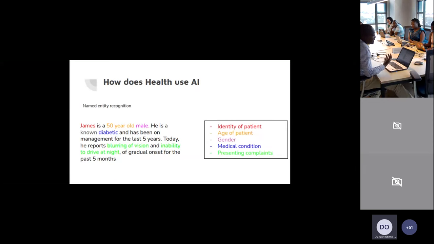What you can train neural networks to actually do is structure this. What I've read here is not structured. It's a free text piece of information. Let's say you have hundreds of these records and you'd really like to get more information out of it. With named entity recognition, you're able to identify the patient by his name, know his age, his gender, and also the medical condition that he has. And also you're able to know that he's complaining of two symptoms, that's blurring of vision and inability to see at night. Some neural network models are even able to predict that this patient might be having early signs of diabetic retinopathy while presented with this text, all right?